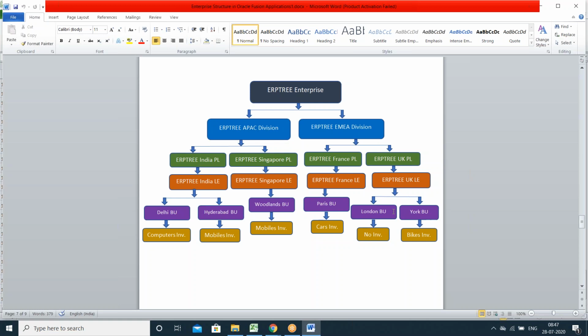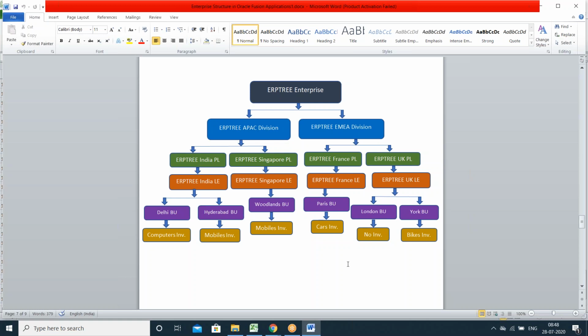One is London, the other one is York. For London, there is no inventory. Yes, maybe in London they might be dealing with some consulting services. In the case of consulting, no warehouse is required. And here I have taken bikes. So this is how you can create the enterprise structure.